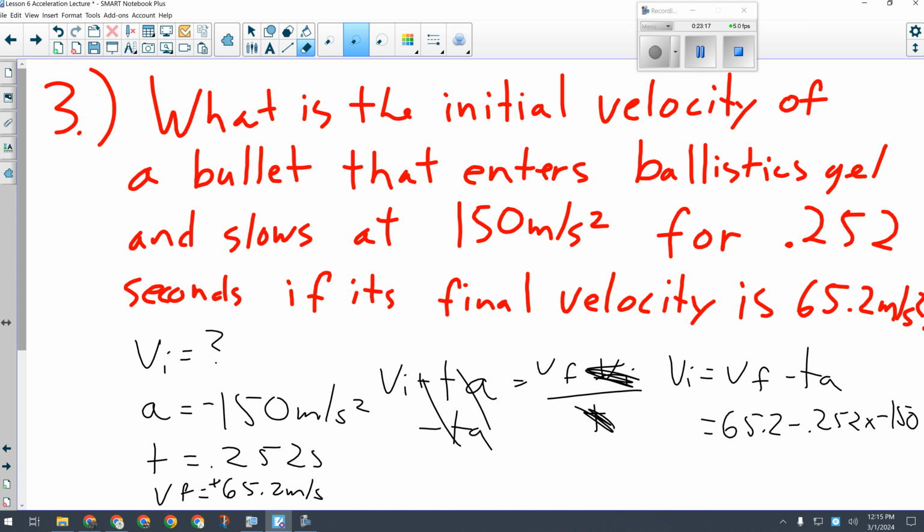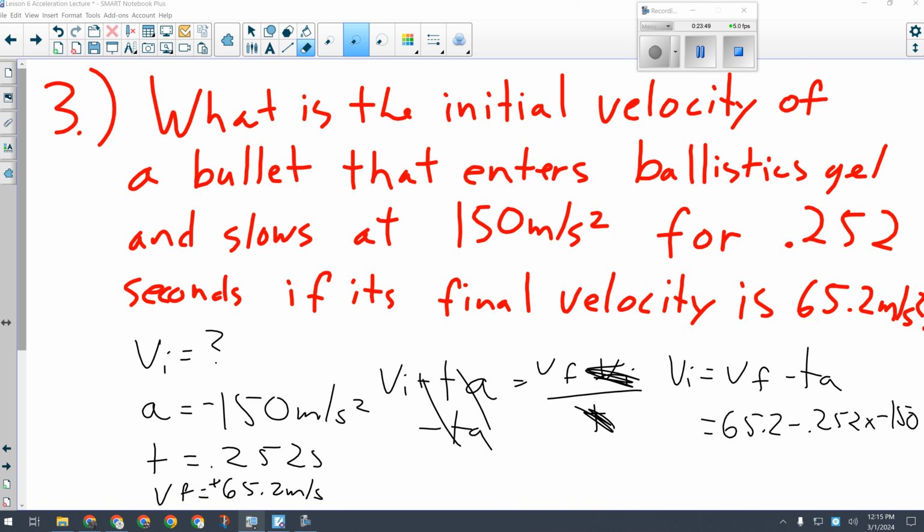Now, here's the thing, guys. If you do this wrong, your answer won't make sense mathematically, so it's kind of a way for you to check it. If you forget to make that 150 negative, I think you end up getting that the bullet was moving backwards initially, and that can't possibly be right. So it's a way you can check. Look at your answer, and within the context of that question, if your answer doesn't make sense, you probably did something wrong, but it's probably something simple, like forgetting a negative.